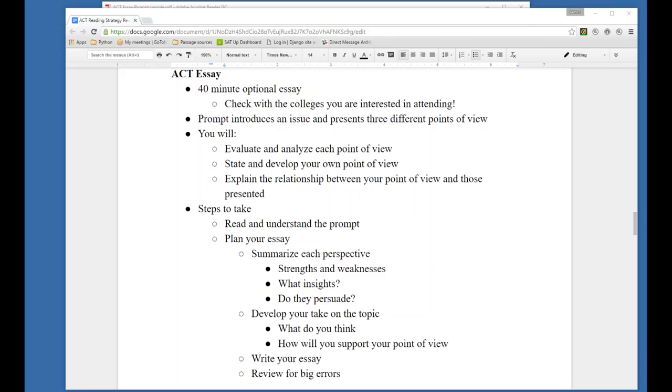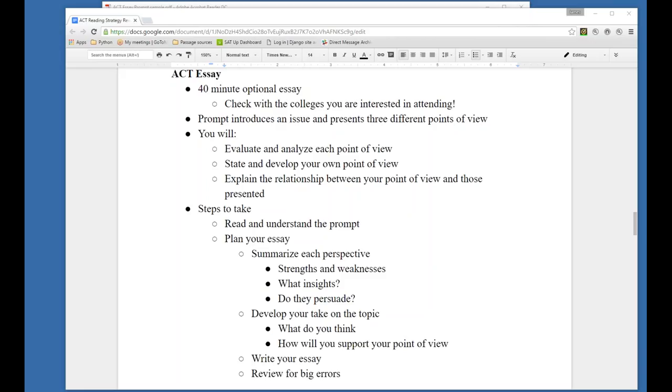Then you're going to want to say it in the same order. If you want to start with perspective two, because that's the one you like the best, lead off with that. If you like it the best and you want to finish with it, do it that way. Your organization is your own. Just make sure it follows the organizational structure you set up in the beginning.